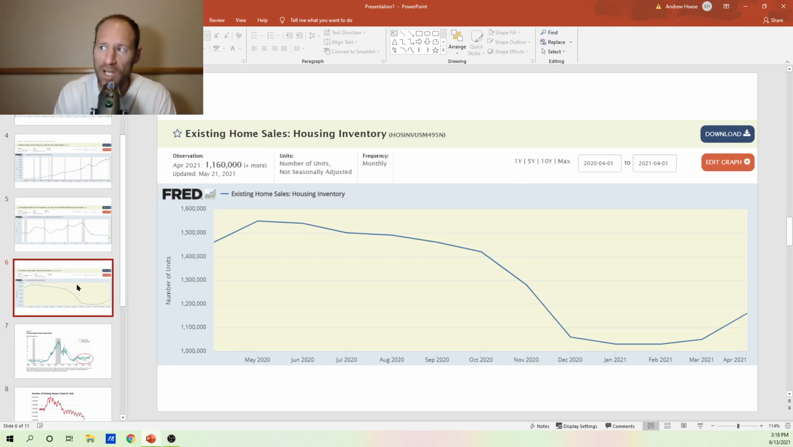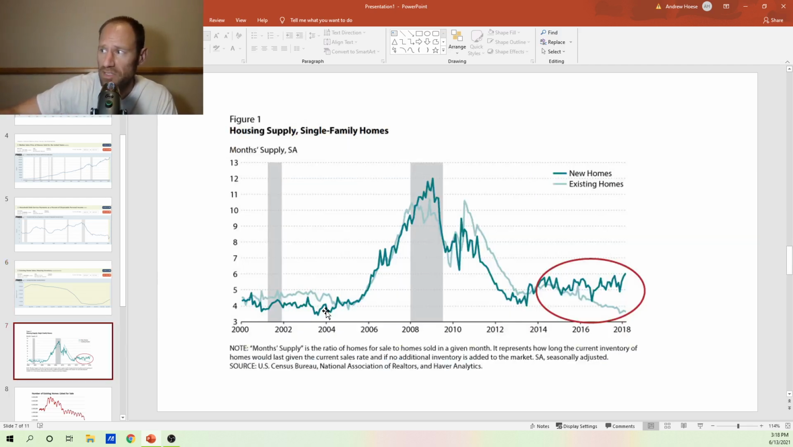Here is existing home sales and housing inventory real time. We're at about 1.15 million. It's about 2.5 months of supply. It's at a very low inventory for existing home sales. Very low. Now, when looking back, this is the existing homes inventory and then the new homes. New homes ramped up, basically ramping up a little bit while the existing home sales were getting eaten up and declining. And we've declined all the way down to about 2.5 months is where we're at today.